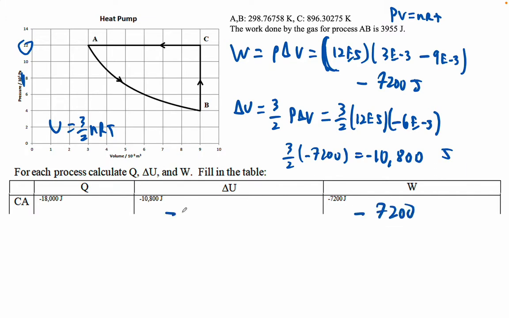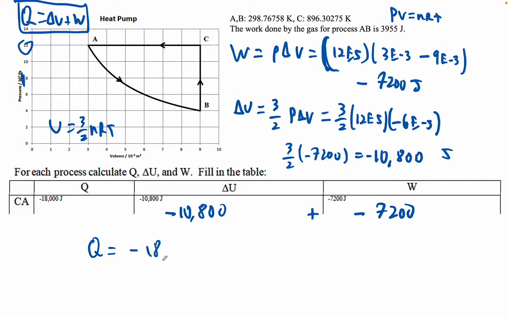Okay? So our work is negative 7,200. Our change in internal energy is negative 10,800. And the heat that flows in is the sum, right? So we're using this formula. Q is delta U plus work. Okay? So if you add this to this, you get that Q is negative 18,000 joules.